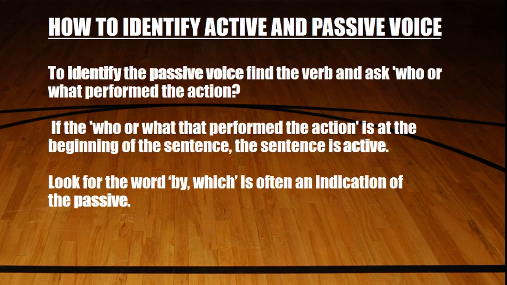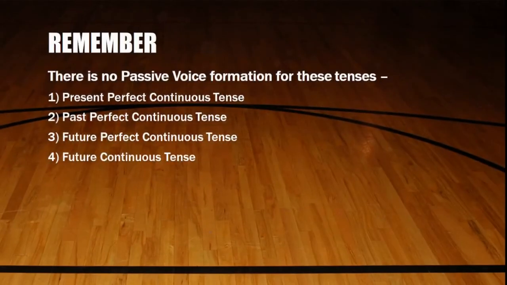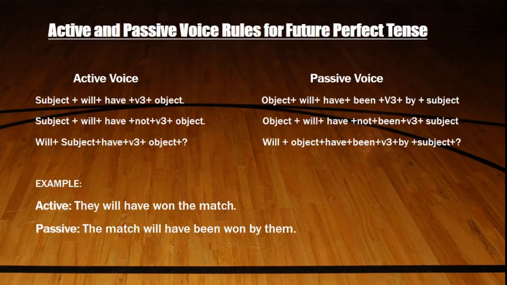Like if you go back to the previous slide, what do you have here? They will have won the match. Here the subject is in the beginning, hence it is the active voice, whereas in the passive, they is converted into them, and then it is the action which comes first. The match will have been won by them. Alright, an action is what? It's a verb. So it's as simple as this, children.